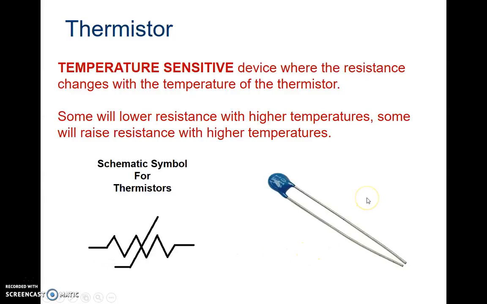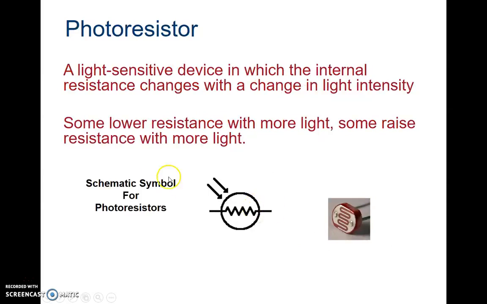Okay, moving on. The last of our variable resistors we're going to be talking about is a photoresistor. Okay, so make sure and get that written down. A photoresistor is a light-sensitive device in which the internal resistance changes with a change in light intensity. So, once again, some will lower with more light, some will raise with more light. We can chop this down to a resistor that changes resistance with light.